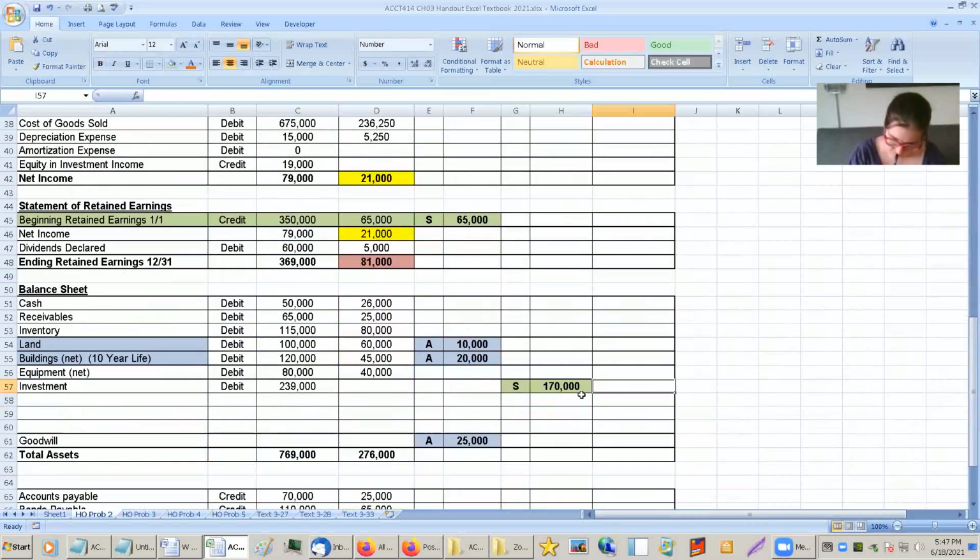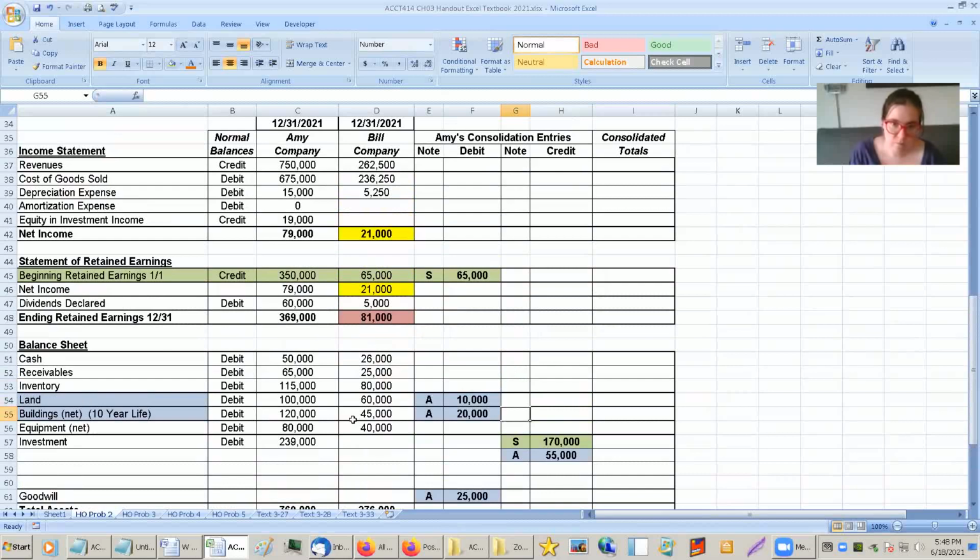Okay, so let's see, that would be an A. 55,000. Yep. Okay, so we got rid of those two. Now, remember this investment account. When we got paid the dividends, we subtracted it out.